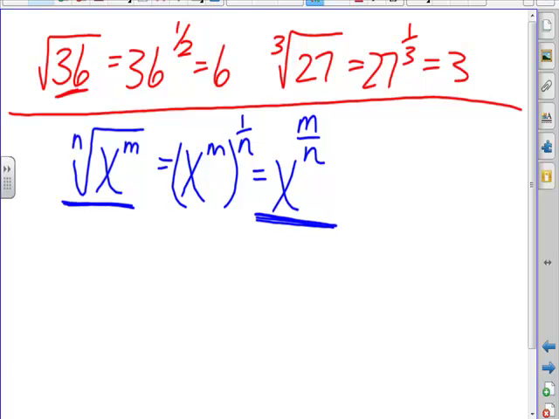And the way I personally remember this is if someone gives me something in this form here and says write it with a fractional exponent, I always look at it and I say this thing is the root, and this thing is the power.